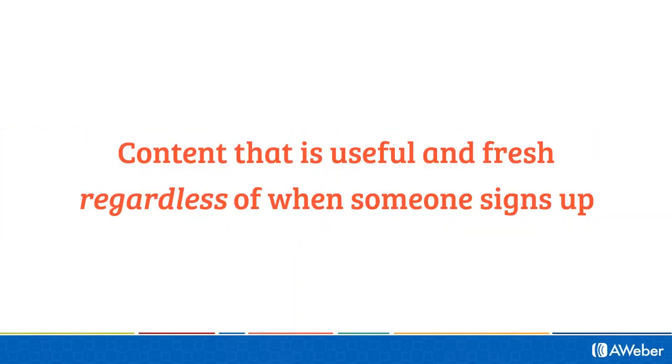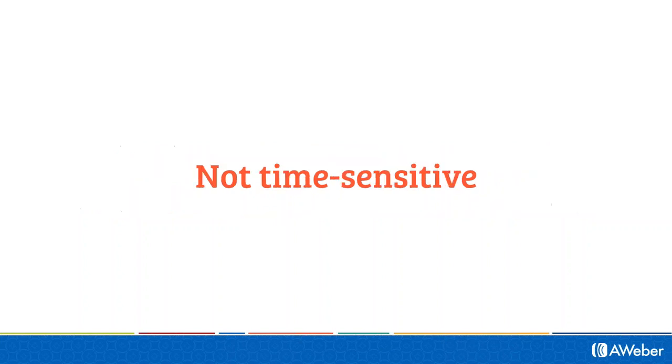Well, evergreen content is content that's going to be useful and fresh regardless of when someone signs up to your list. So it doesn't matter if I sign up today, tomorrow, or 3 weeks from now. The content that you're sending out in your automated campaigns should be useful to me. But you know what? Evergreen content is one of those things that is easier to describe when you tell people what it isn't. And really, to put it basically, evergreen content is not time sensitive.